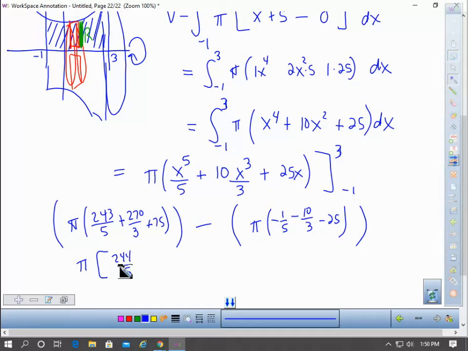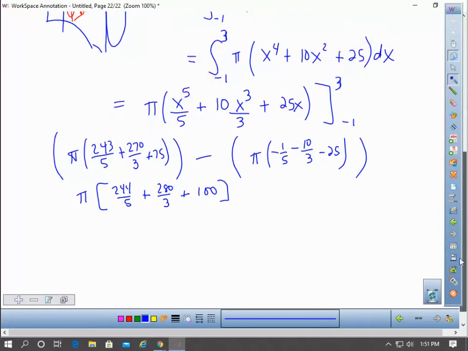Let me just check 3 to the 5th just to double check that I do that right. Yeah, 243. Okay, and so then here I've got 270 over 3 plus 10/3 would be 280 over 3. And then the 75 plus the 25 makes 100. There we go. All right, so now hopefully we get the right answer this time.